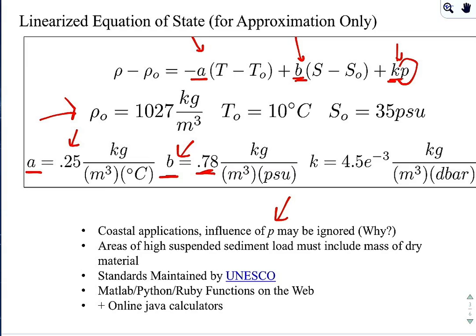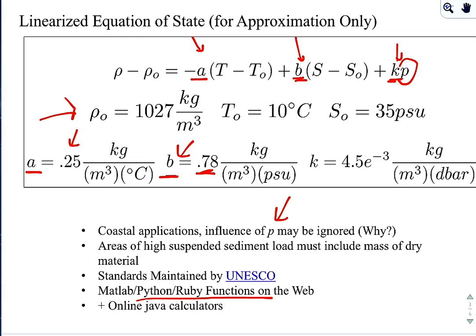The standards are maintained by UNESCO, and if you Google around for equation of state calculators, there's a whole bunch of them on the web where you essentially can plug in temperature, salinity, and pressure, and out pops your density. And there's also functions. If you want to have a whole bunch of temperature, salinity, and pressure data, and you want the density, you can grab one of these functions where they've taken the UNESCO polynomials and programmed it into a piece of code. These are available all over the web.